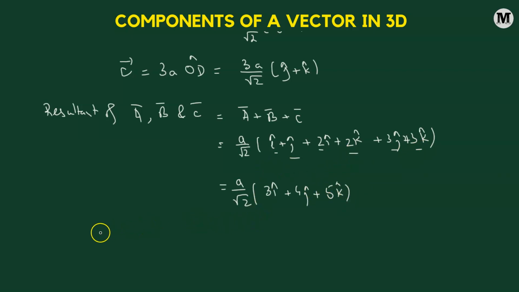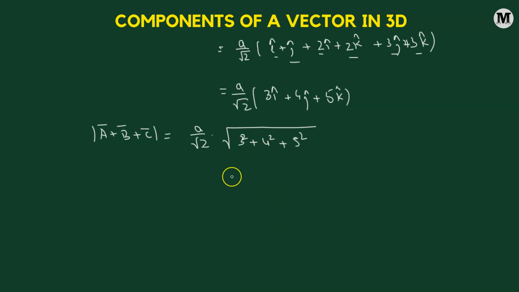Now let's find out its magnitude. So the magnitude of A vector plus B vector plus C vector is going to be A over square root of 2 multiplied by the square root of 3 squared plus 4 squared plus 5 squared. Taking the sum of the squares underneath the square root, that's going to give us 50. So this is going to be square root of 50. And what's square root of 50? That's simply 5 times square root of 2. We can factor out the square root of 2, and that leaves us with 5A.